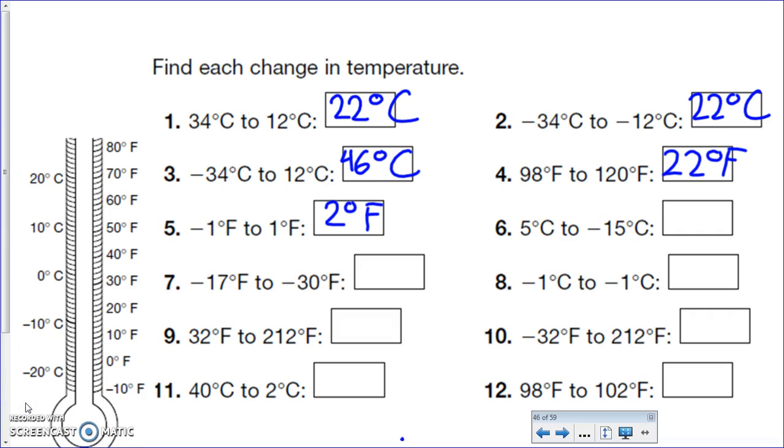For 6, we have 5 degrees Celsius to negative 15 degrees Celsius. So since we have a positive and a negative, we're going to add the two numbers together, and we get 20 degrees Celsius as our change in temperature. For 7, we have negative 17 degrees Fahrenheit to negative 30 degrees Fahrenheit. So since they both have the same sign, we take the large number, 30, and subtract the smaller number, 17, which gets us a change in temperature of 13 degrees Fahrenheit.